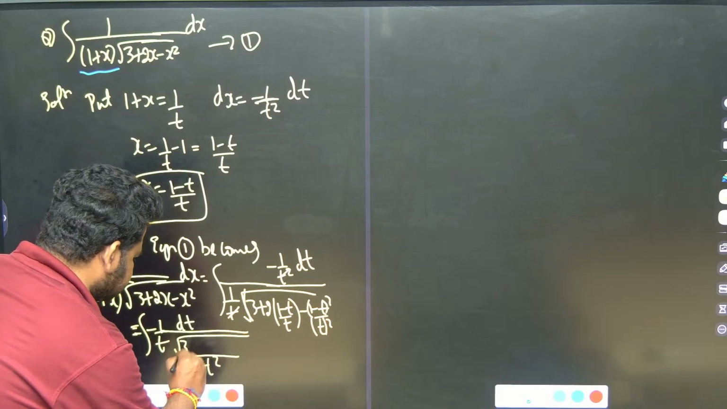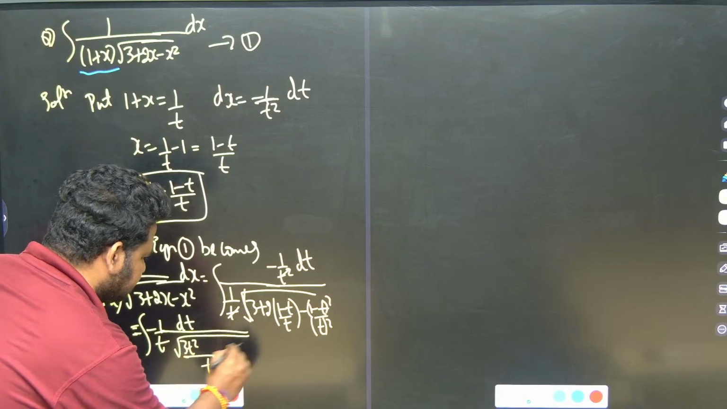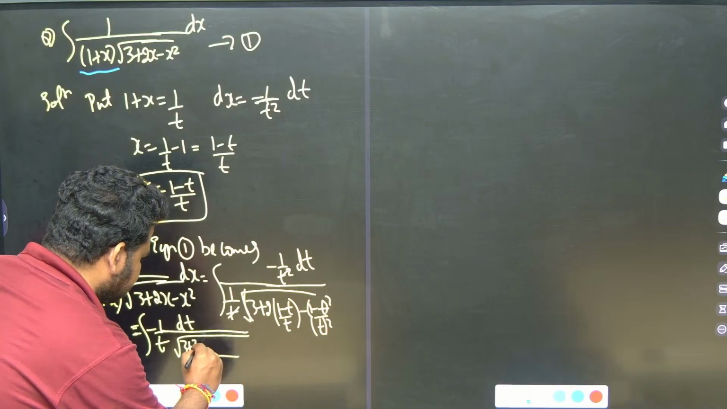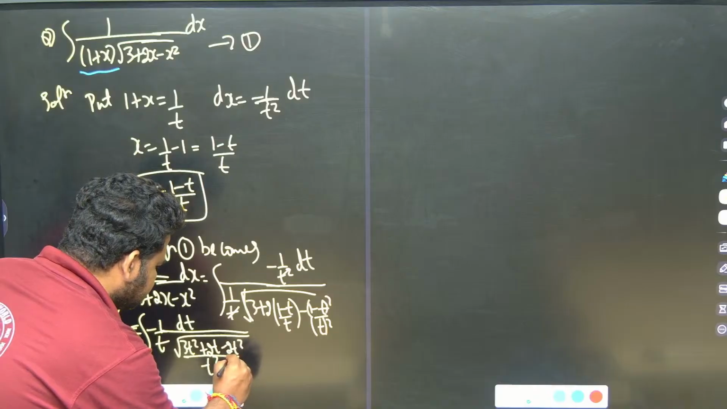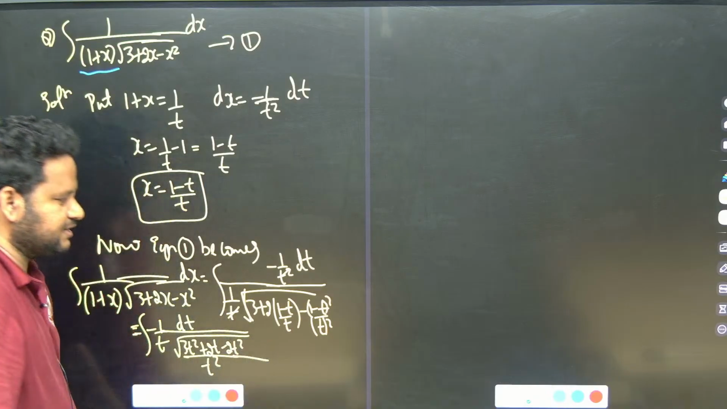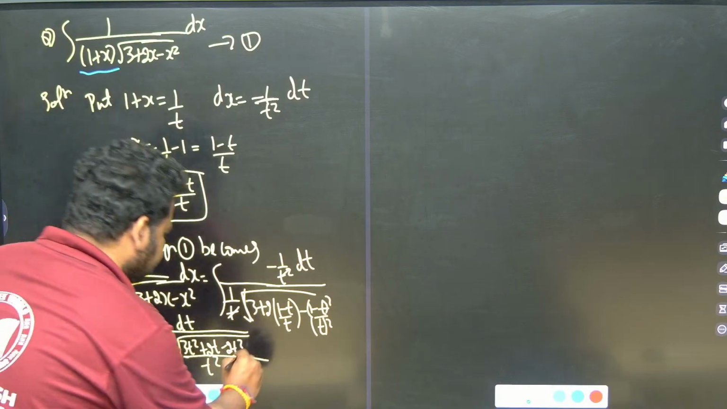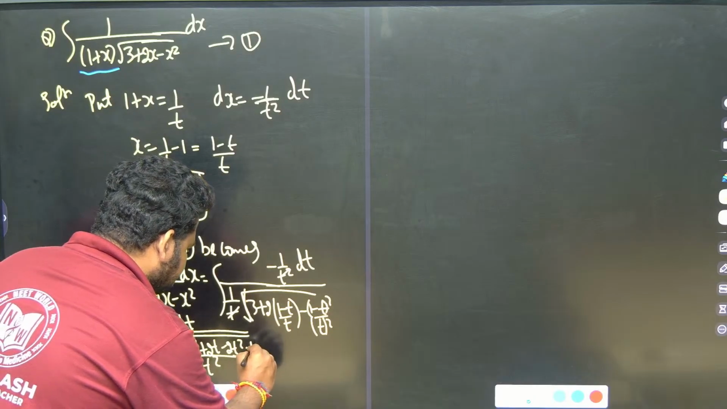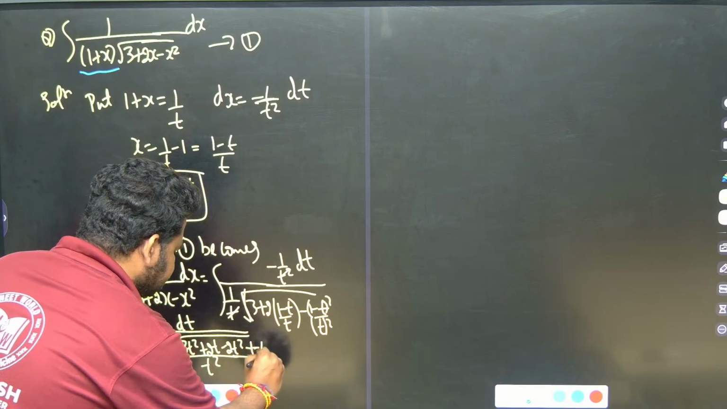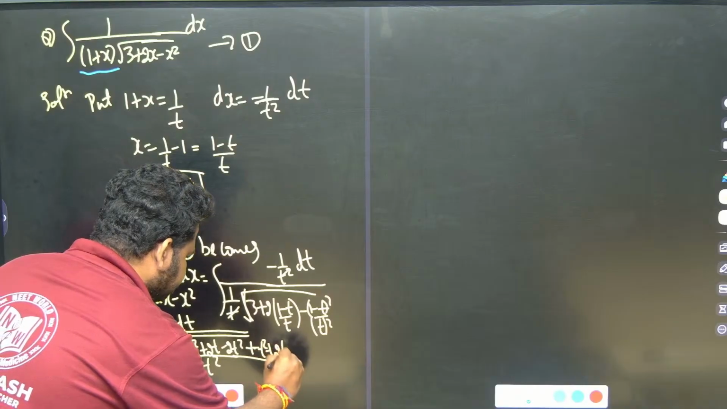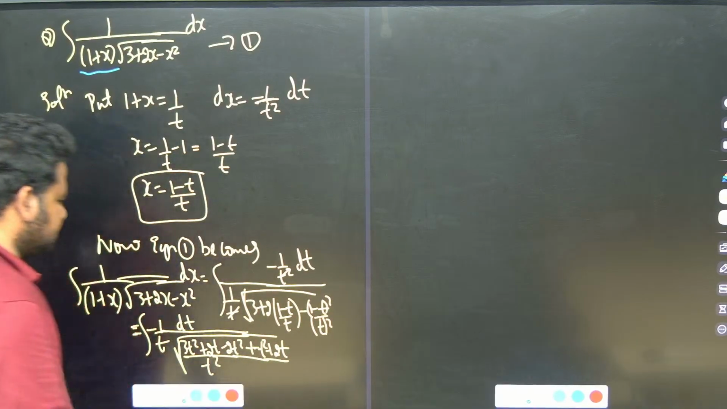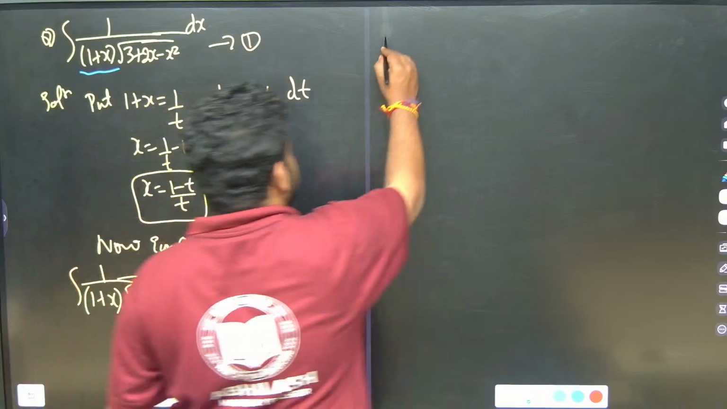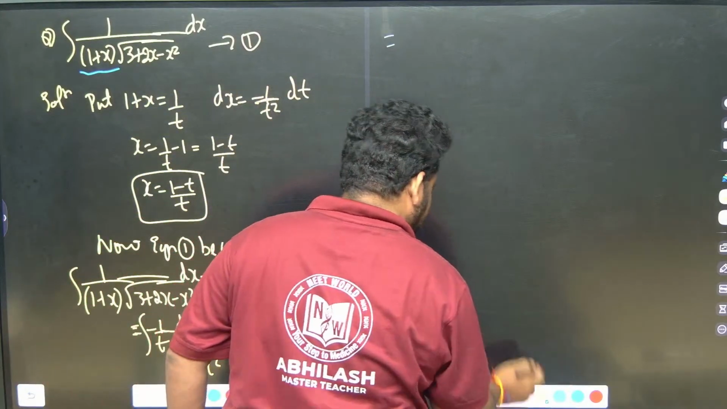So this will be 3t square plus 2t minus 2t square, minus (1 minus t) square, that is (a minus b) whole square, so the minus sign is there. That gives minus 1 minus t square plus 2t. This is what I will be having within the square root. Let me write it here.